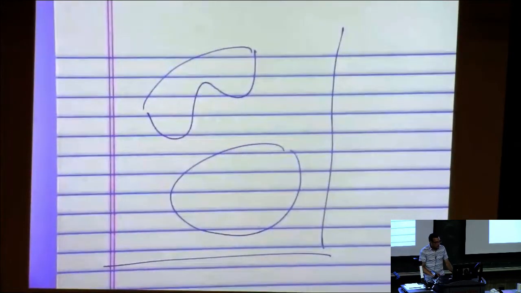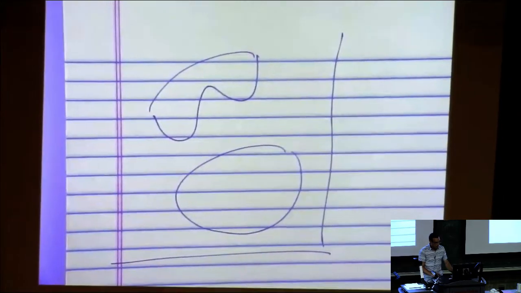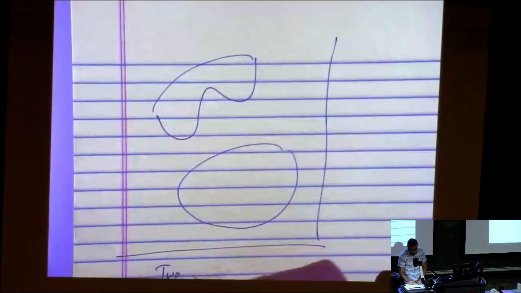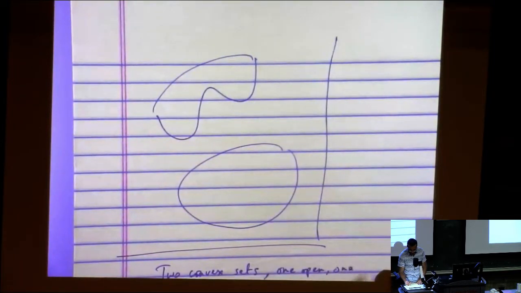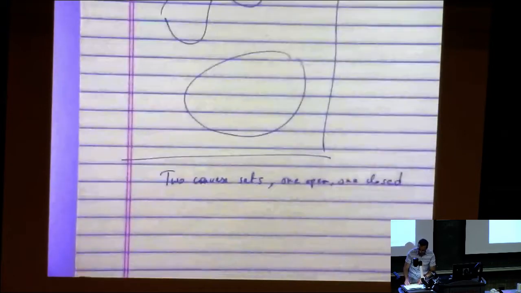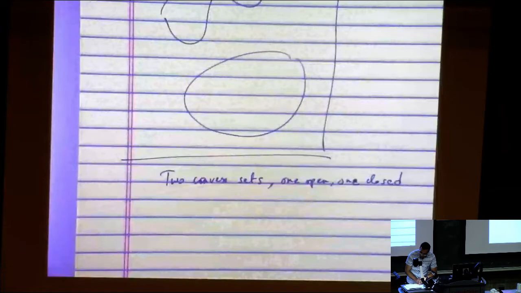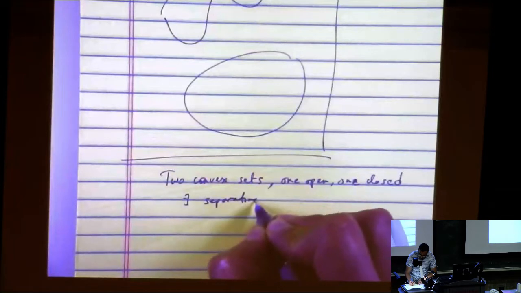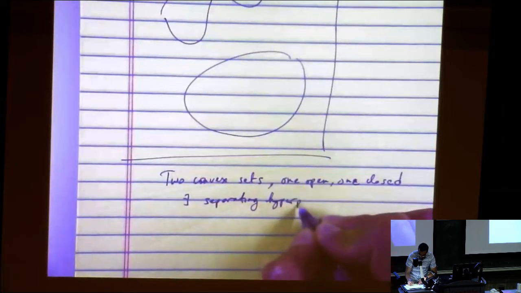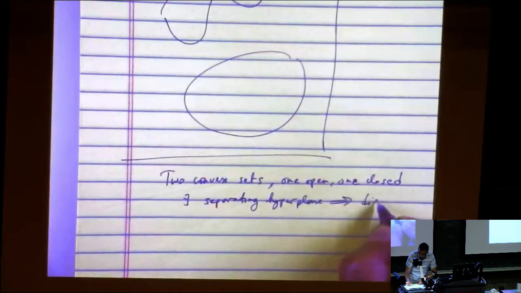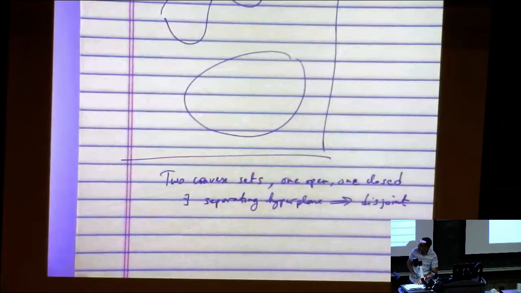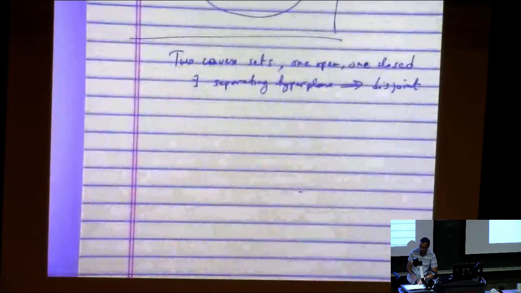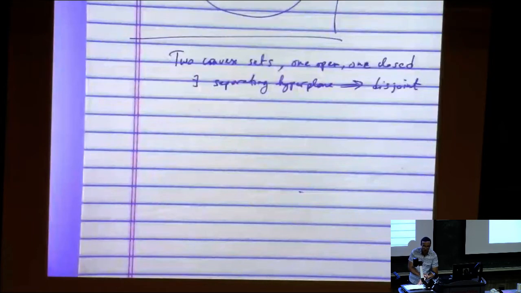So what I meant to say as a converse to this theorem is that if you have two convex sets, I can just write it so I don't continue to confuse you. Two convex sets, let's say one open, one closed, and there exists a separating hyperplane, that implies that they're disjoint. That is a converse. I don't think it's the most interesting converse. I think it's kind of intuitively obvious.